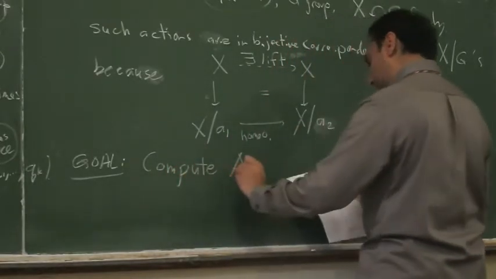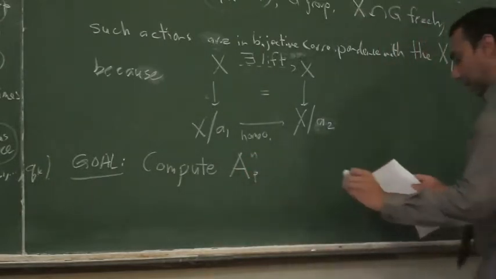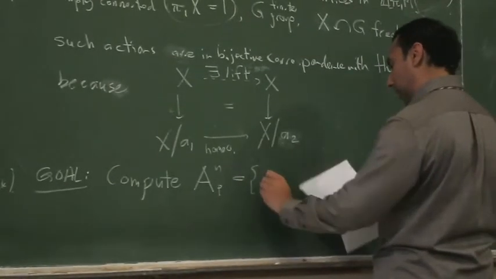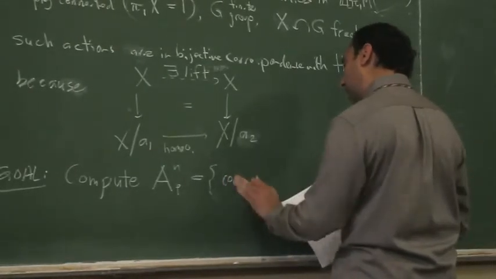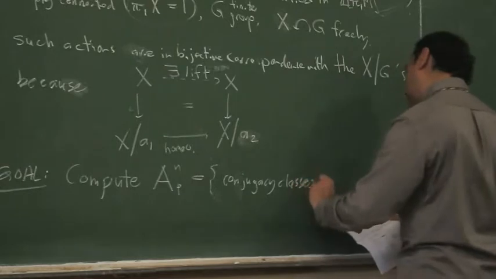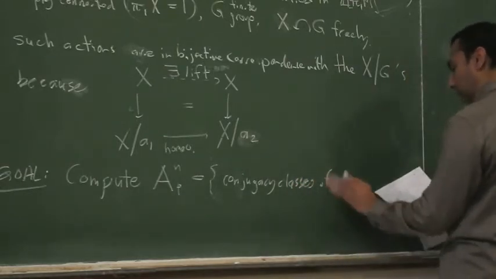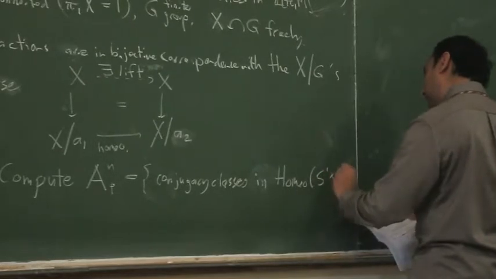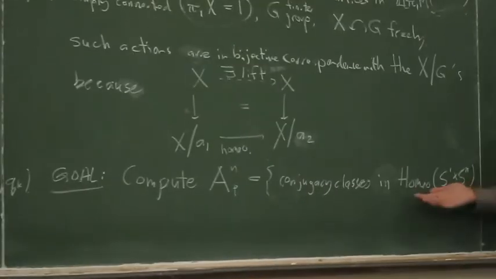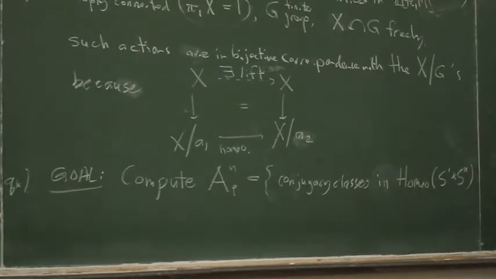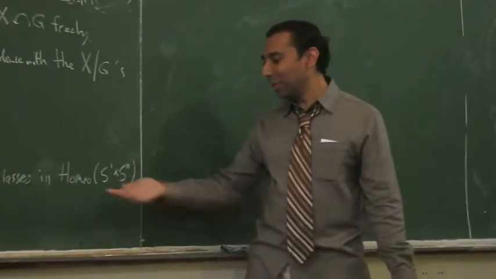What I call A, this is for action, the set of all conjugacy classes of conjugacy classes in Homeo, this is a topological group. People in the past, I think, originally tried to do the diffeomorphism group, and you can do other things, but actually it's more natural, if you're teaching topology, just to talk about homeomorphisms, the homeomorphism group.